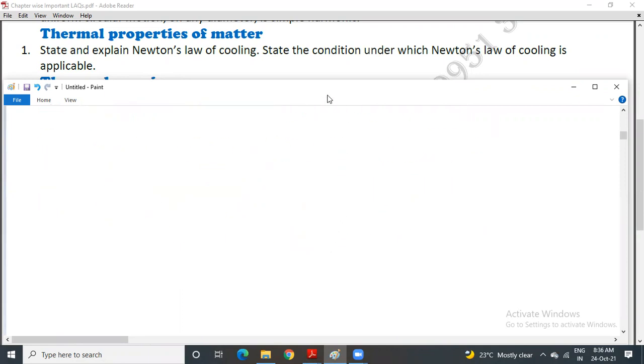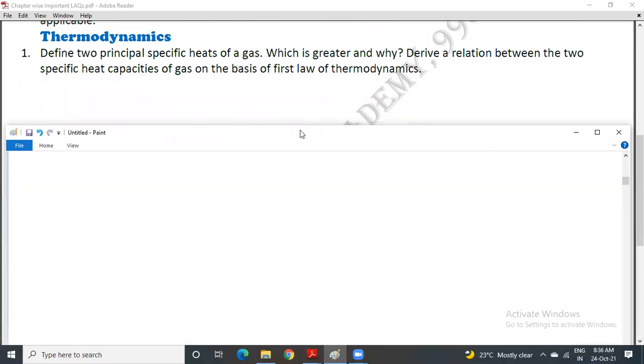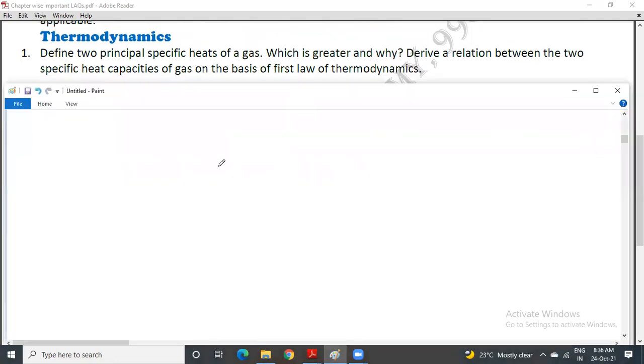Now let us proceed with the next question, that is from thermodynamics. Let me read the question first. Define two principal specific heats of a gas, which is greater and why. Derive a relation between the two specific heat capacities of a gas on the basis of first law of thermodynamics. First, let us define two specific heats of gases. For writing the definition of two specific heats of a gas, you'll get 2 marks.